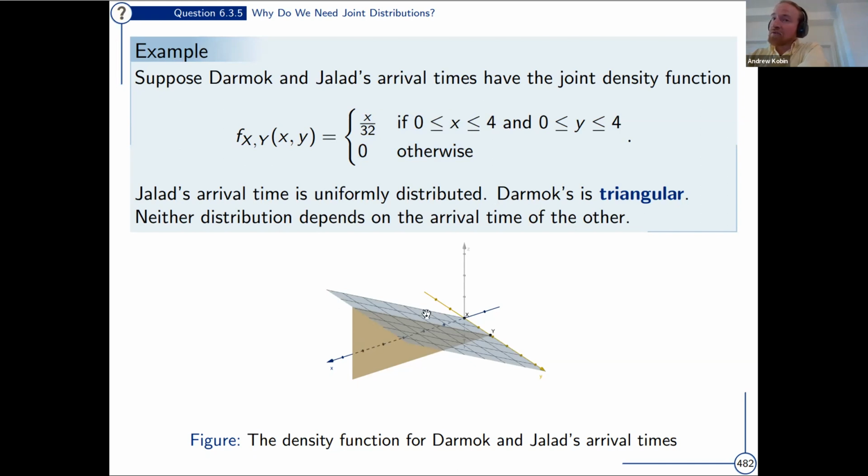In the y direction, the cross sections are rectangles, which are uniform distributions. That's a characteristic sign of a uniform random variable. But in either case, we can separate these joint distributions into two functions. Neither distribution will depend on the arrival time of the other. And that means that their arrival times are independent as random variables. So we can compute any possible probability of these two arrival times in relation to each other just by multiplying their probabilities independently.